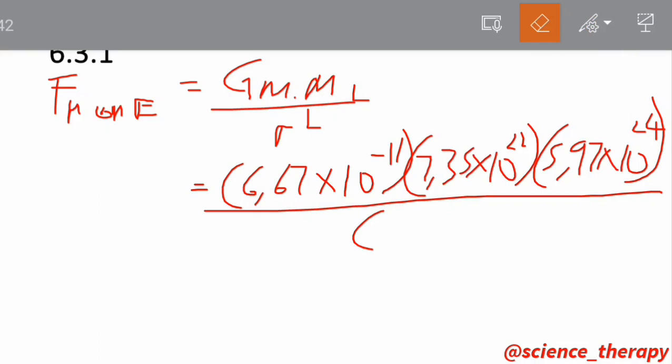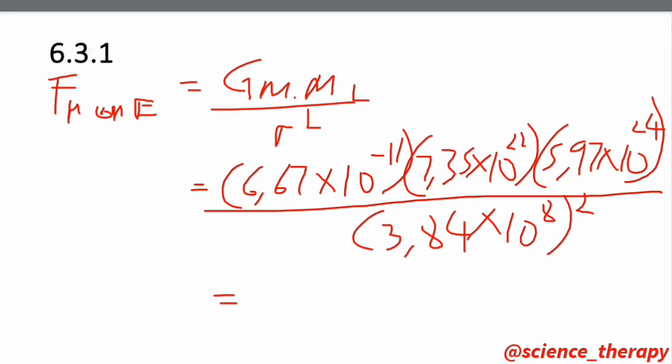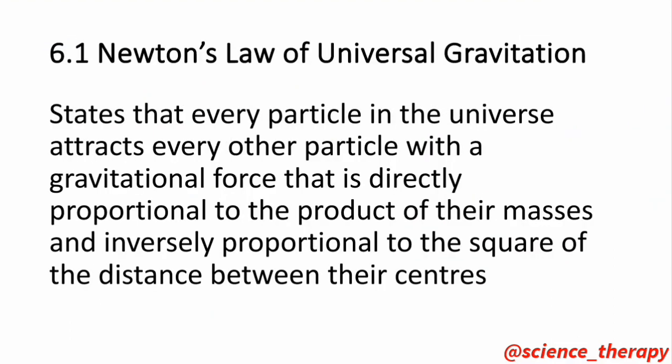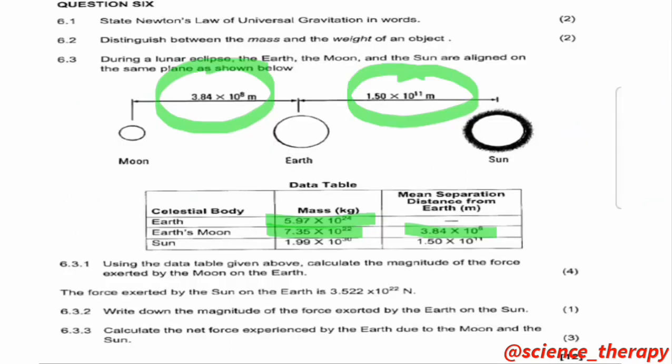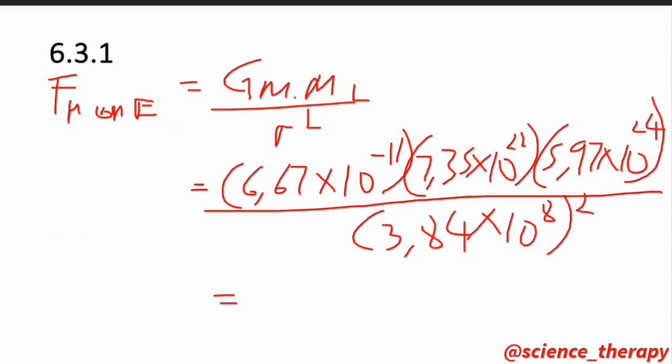Now, what is the distance? The distance you are given to be 3.84 times 10 to the power of 8, and don't forget to square that. So you can see here we are not adding the radius of the Earth. Why? Because here we are comparing two celestial bodies, that is the Earth and the Moon. So the Moon, remember, is not inside the Earth, right?